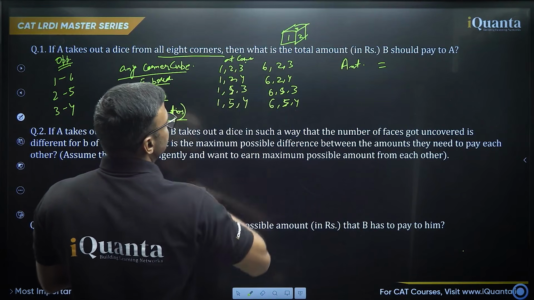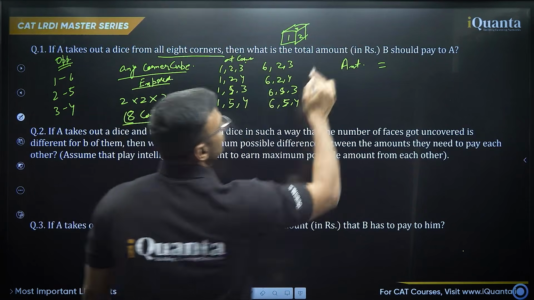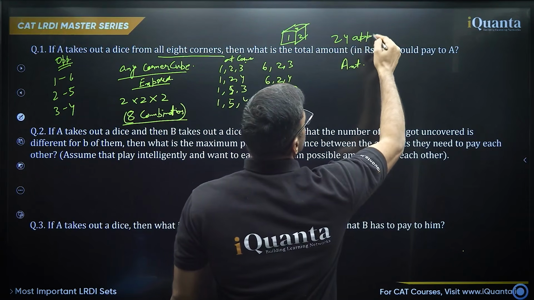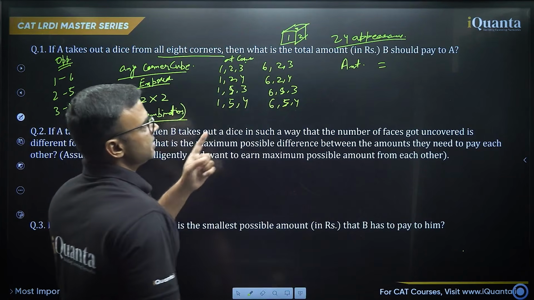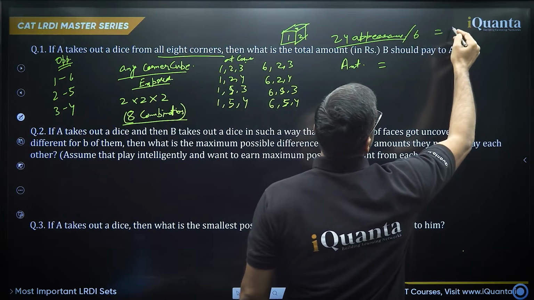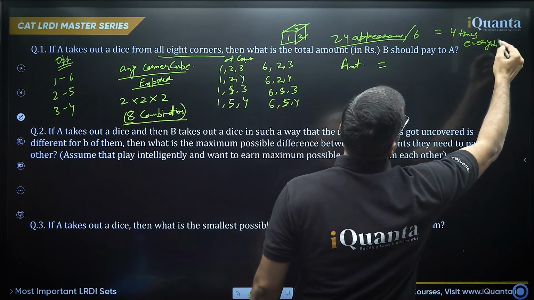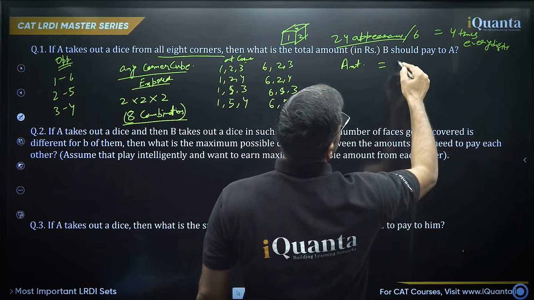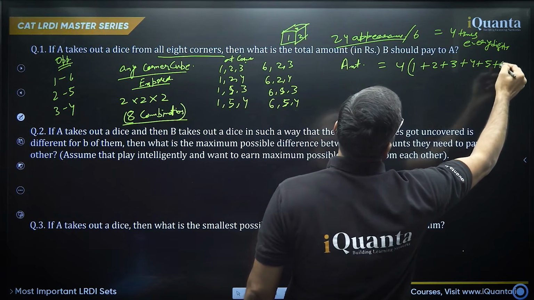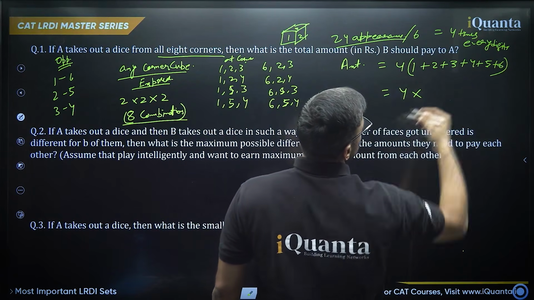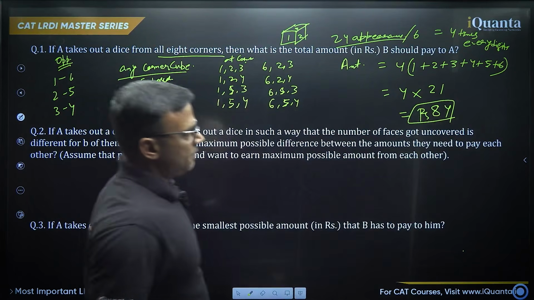So total appearances, 1, 2, 3, 4, 5, 6, 7, 8, 9, 10, 11, 12, and 12, 24 appearances. And these appearances are symmetric. Every digit has to get an equal chance. There are 6 digits, so divide by 6. Every digit appears 4 times. Okay, you can actually count that also. So the answer would be 4 times 1 plus 2 plus 3 plus 4 plus 5 plus 6. And that is 4 into 21. So 84 rupees. That is such a beautiful question.